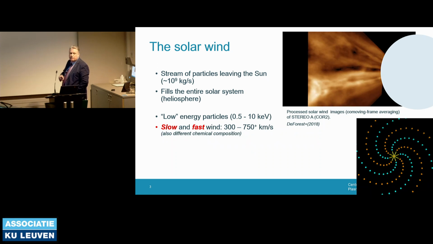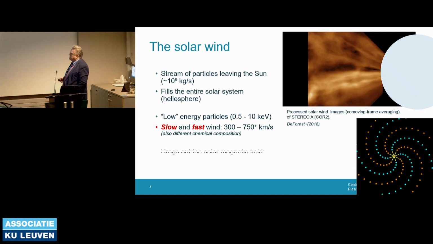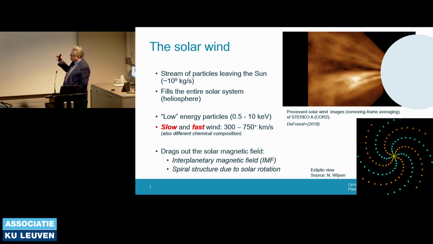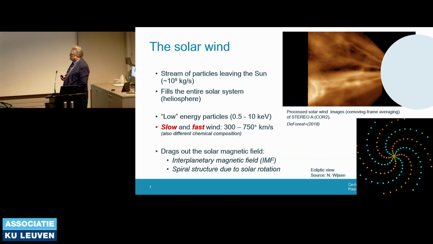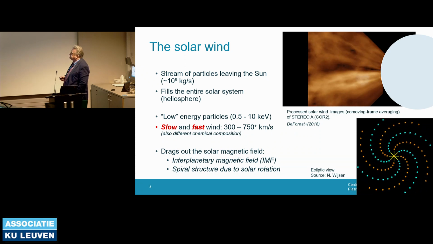But the velocity is not the only part distinguishing between the two. There's also a different chemical composition because they originate from different regions on the sun. The wind drags out the magnetic field because the sun is rotating, so you get this spiral structure of the interplanetary magnetic field due to the solar rotation.